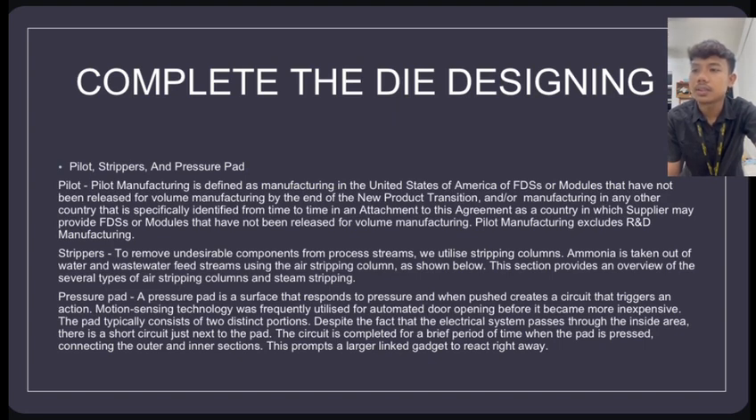R&D manufacturing. Strippers: to remove undesirable components from a process stream, we utilize stripping columns. Ammonia is taken out of water and wastewater feed streams using the stripping column. As shown below, this section provides an overview of the several types of stripping column and steam stripping.